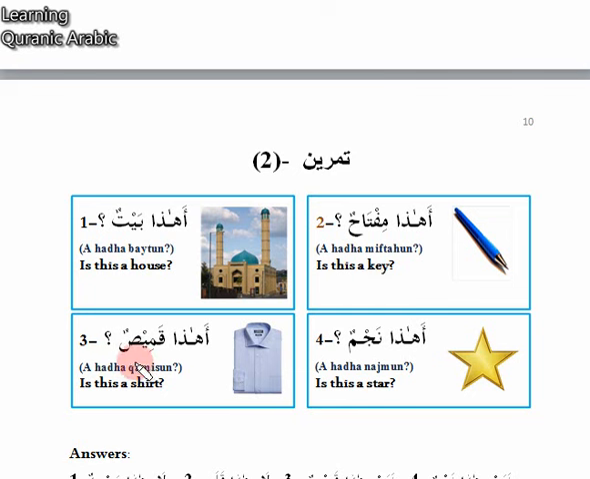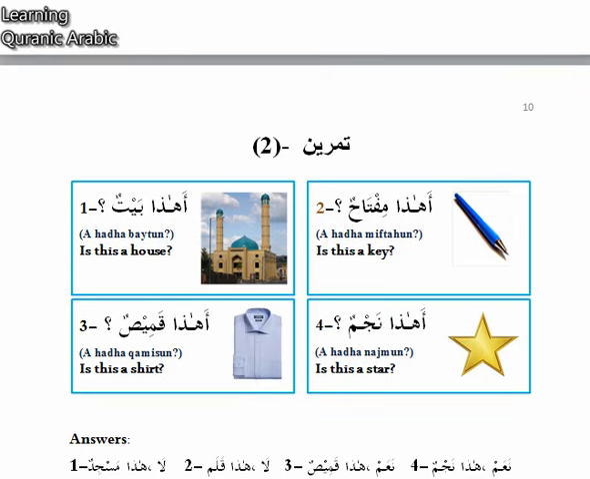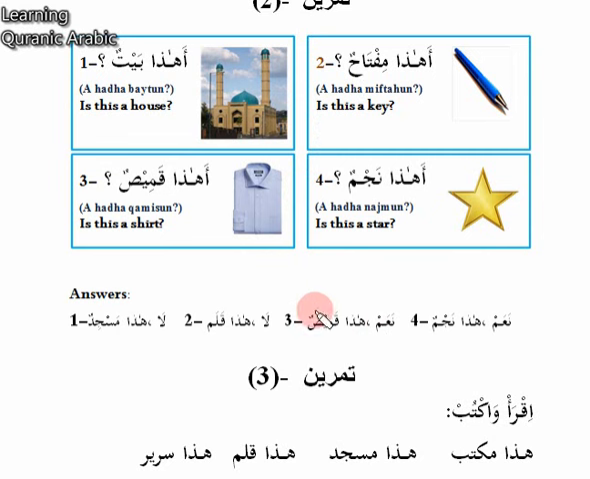Number 3. أهذا قميص؟ نعم هذا قميص. Yes, you ask and you answer. Number 4. أهذا نجم؟ نعم هذا نجم. Yes, correct. These are the answers to the above questions if you want to check whether you are correct or not.